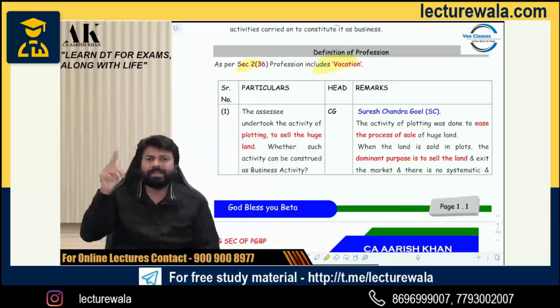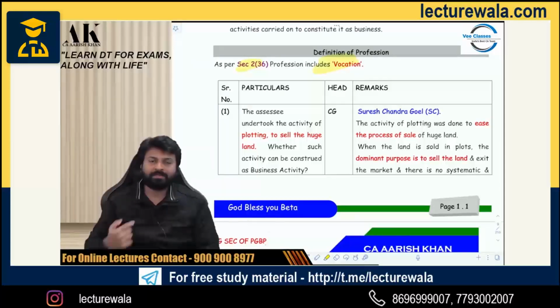The plots which he is selling, he is taking the money from the customers, from the buyers. So obviously he is having some gain by selling that small plot. Where will that gain go? The department was saying that it will go to PGBP. The assessee said that it is not PGBP. It is not my business to buy land and sell land. So the department said that no, it is PGBP. The assessee said that no, it's capital gains.